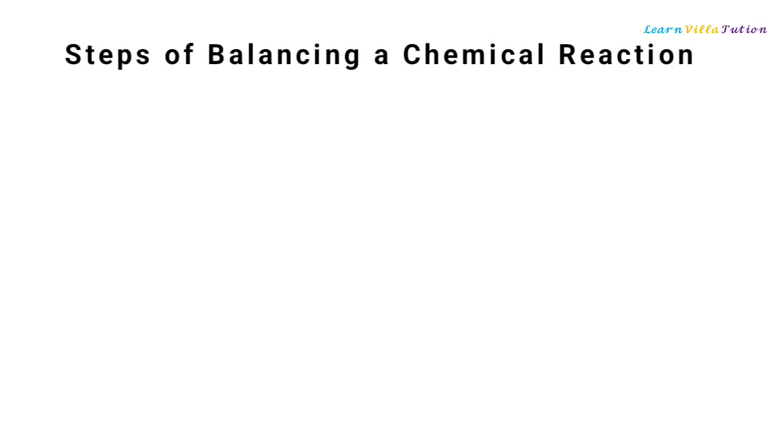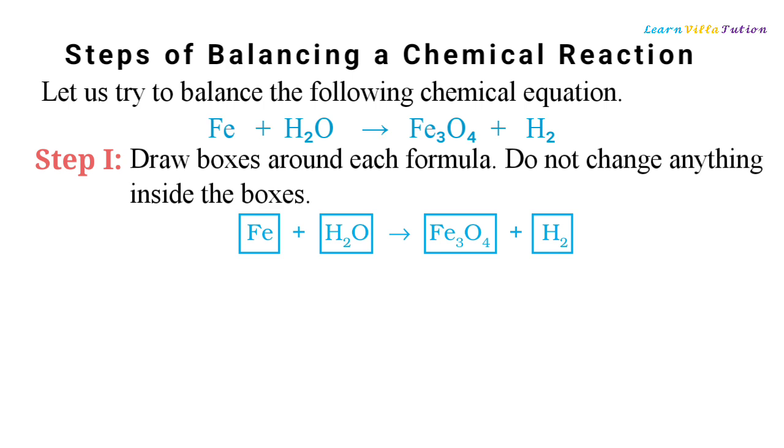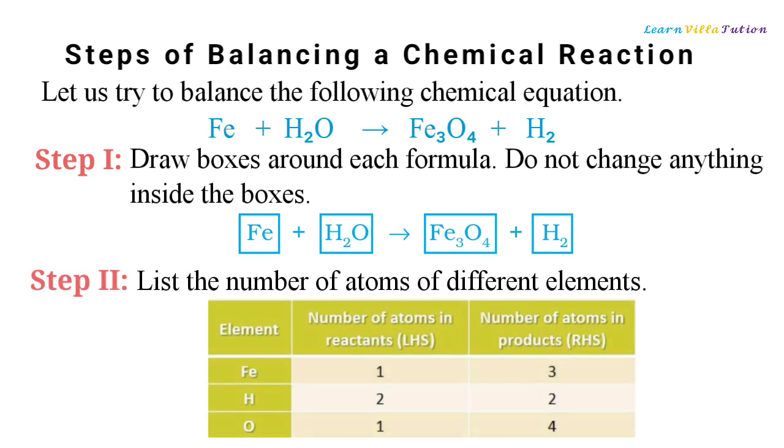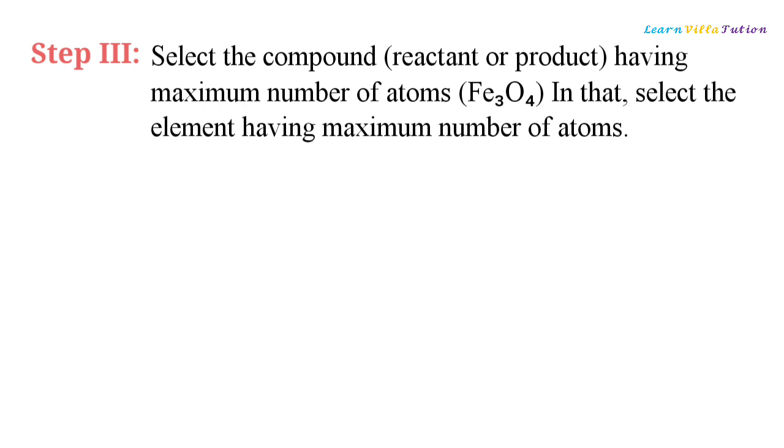Steps of balancing a chemical reaction. Let us try to balance the following chemical equation: Fe plus H2O gives Fe3O4 plus H2. Step first: Draw boxes around each formula. Do not change anything inside the boxes. Step second: List the number of atoms of different elements, as shown in the given table. Step third: Select the compound, reactant or product, having the maximum number of atoms, Fe3O4.